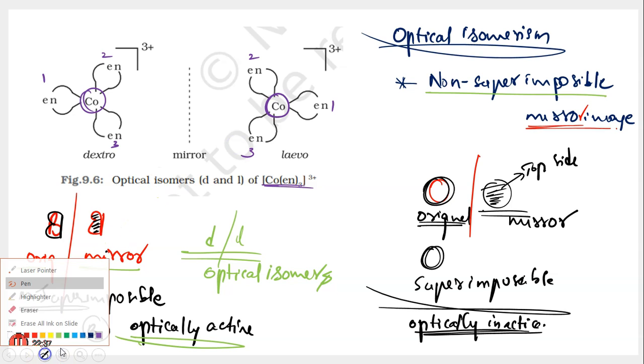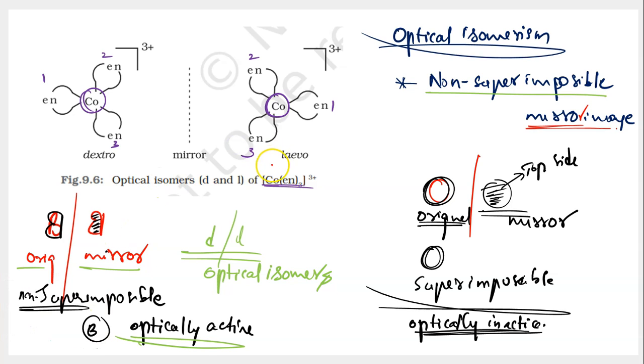So now what I'm trying to do is superimpose this mirror image onto the original. This is the original, right? And I'm trying to superimpose this mirror image onto it. So I'll have the cobalt in place, but I'll be having en1 over here, en2 over here, en3 over here if I try superimposing the mirror image onto the original. And now when I observe the relation between the original and the mirror image, they don't coincide with each other. en1 is over here, but in the original en2 is here, opposite.